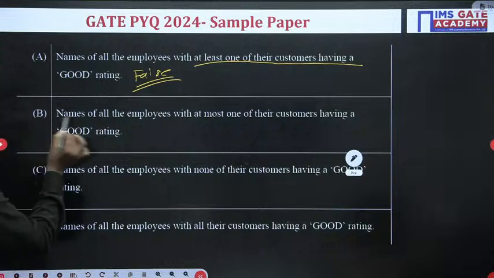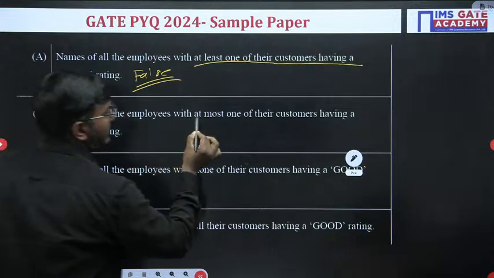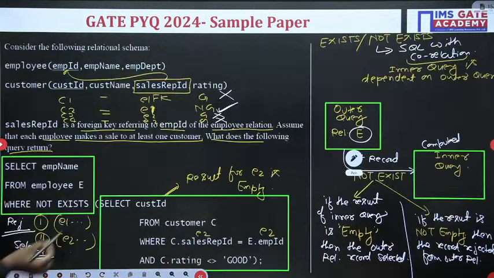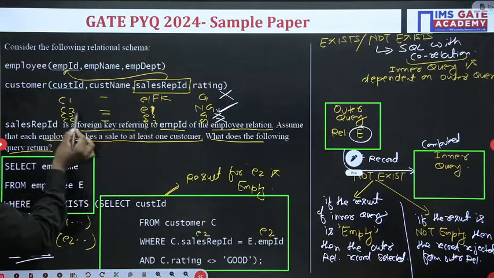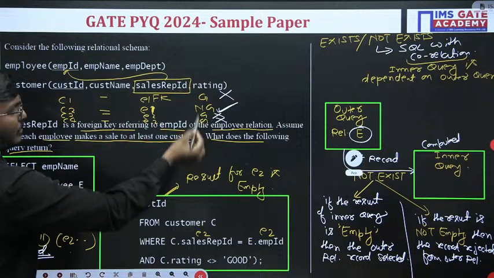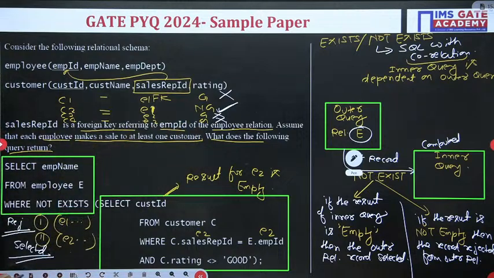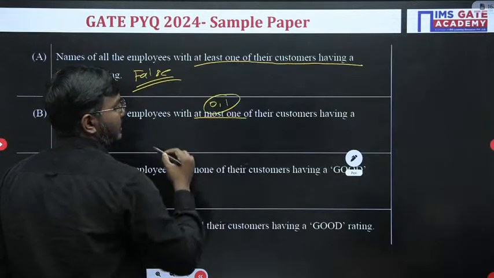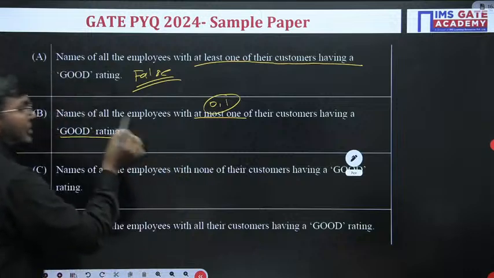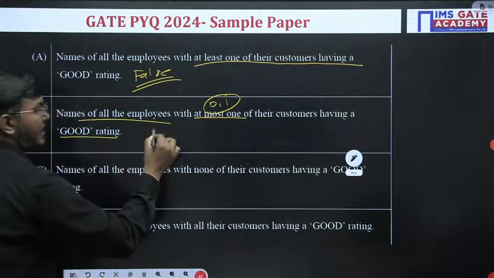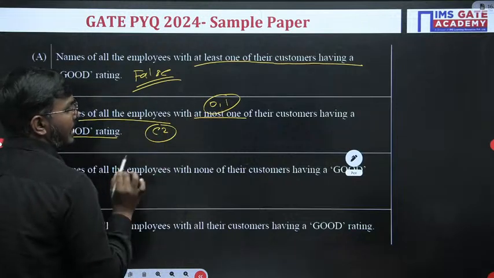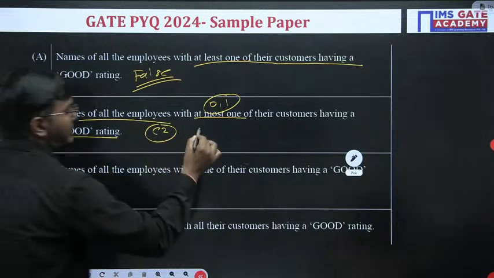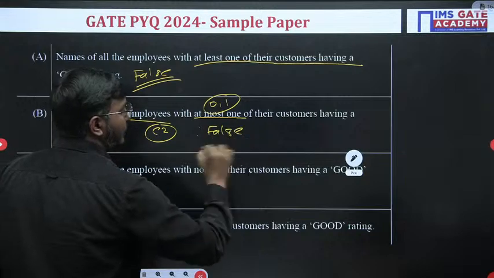I can go for the next. It says: name of all the employees with at most one of their customers having a good rating. No, no, see here. There is an employee E2 whose two customers have given the good rating. So at most one is not the correct one. At most one means either 0 or 1 customer. If more customers give a good rating, then that employee is not selected. But here, employee E2 has 2 customers who gave the good rating, and that E2 is in the result. It means the second option is also false.